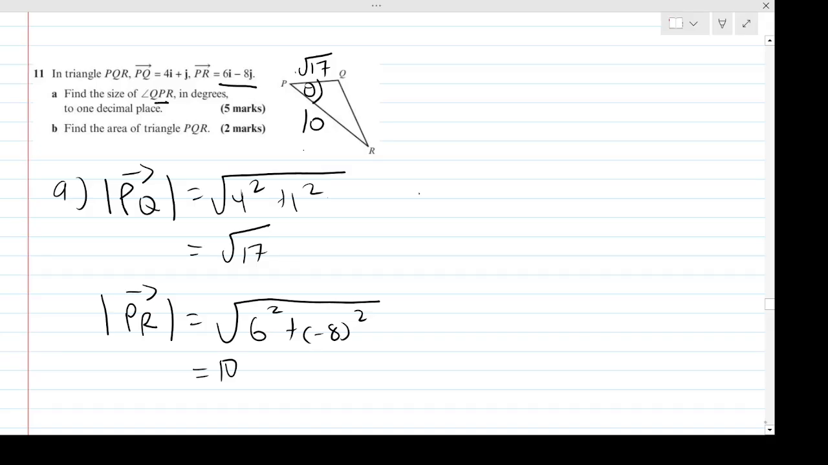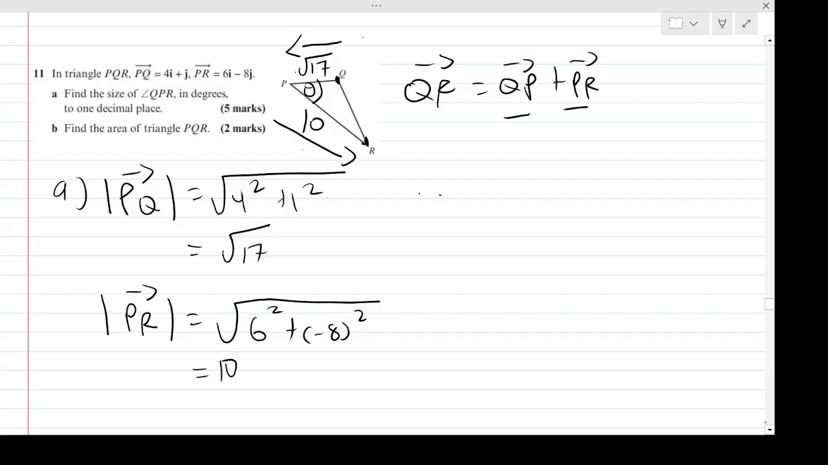But I can, because think about it, I can find the vector Q to R. I'm not given it, but I can find it. Because if I'm starting at Q and ending at R, I can't go directly Q to R, but I can alternatively go from Q to P, then P to R. And there we are, so I get my vector. And I know what these two vectors are, I know QP and PR. They've given me that.